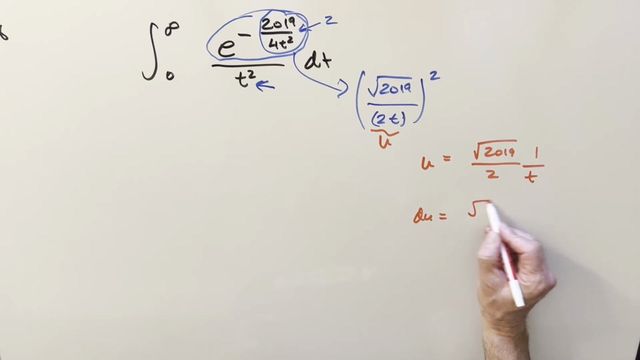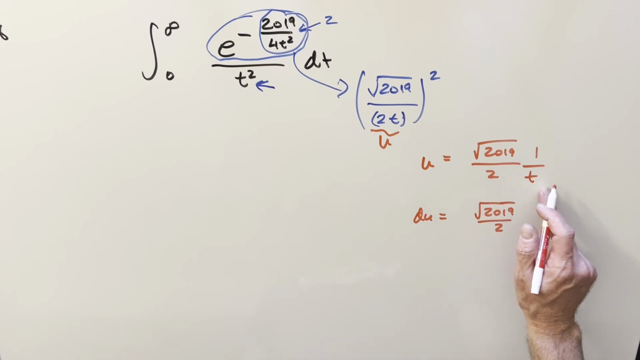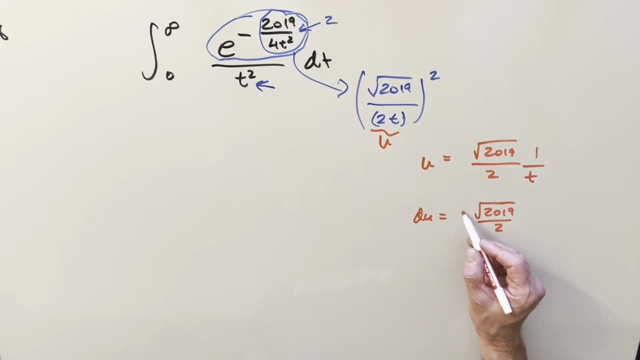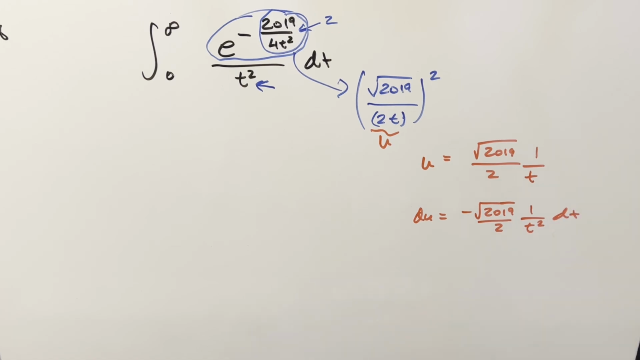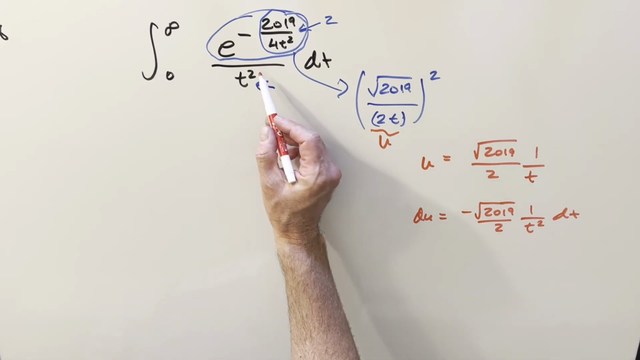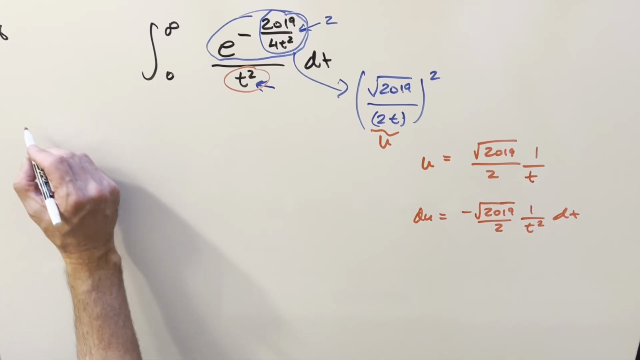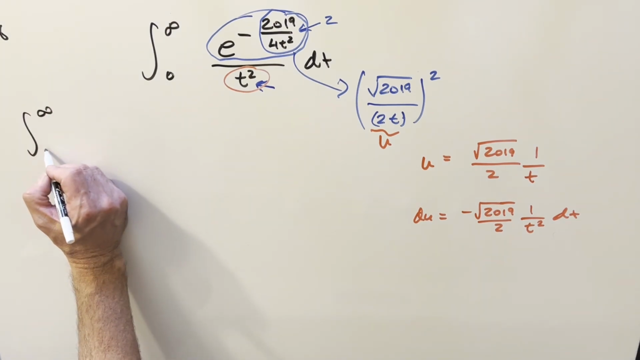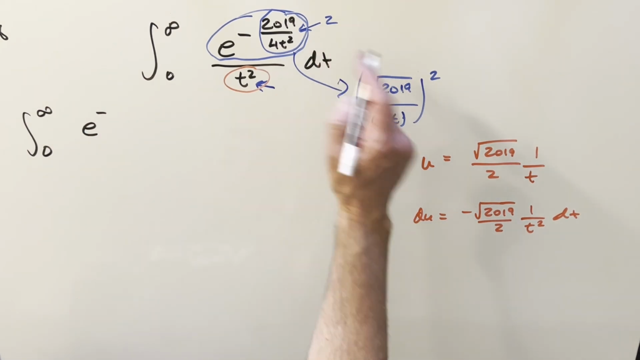We'll bring the constant out front, 2019 over 2. And for 1 over t, the derivative is going to be minus 1 over t squared. Let's bring the minus out front, 1 over t squared dt. But that's not too bad because now we've got the t squared here and the dt. But before I substitute, let's try to clean it all up so the substitution comes out clean. So first I'm going to put the exponent into this form.